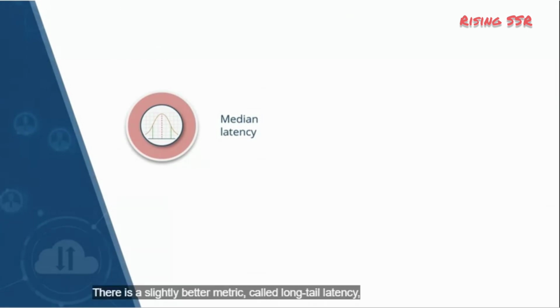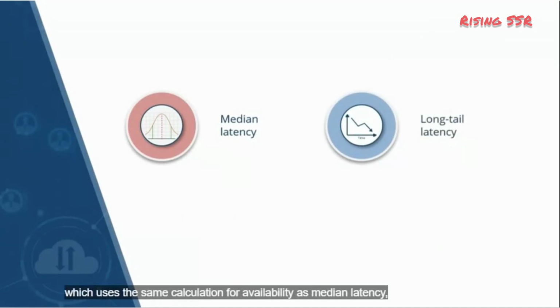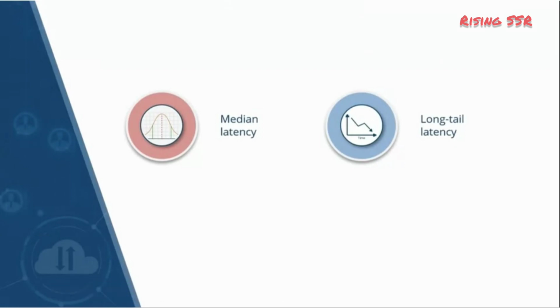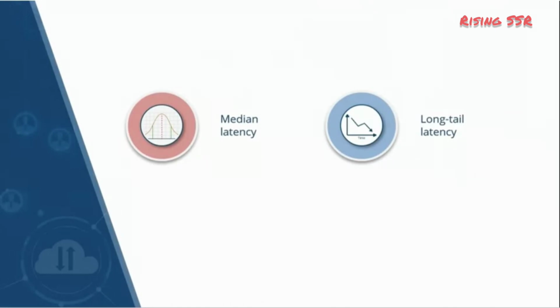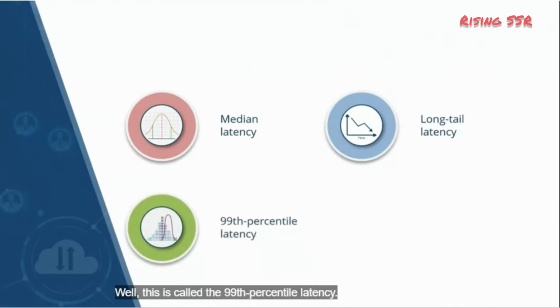There is a slightly better metric called long-tail latency, which uses the same calculation for availability as median latency, but includes responses past an acceptable delay as if they were errors. But how do you know what the acceptable cutoff is for latency with long-tail latency? Well, this is called the 99th percentile latency.